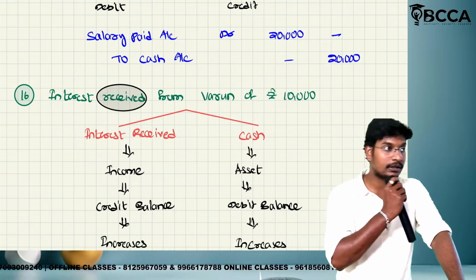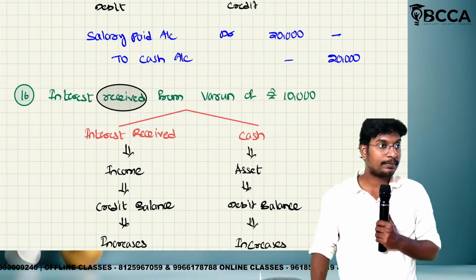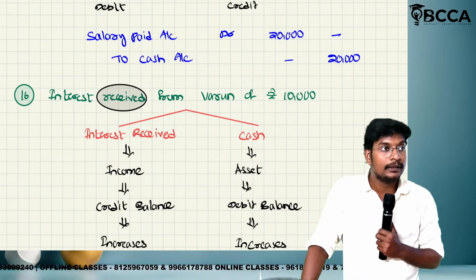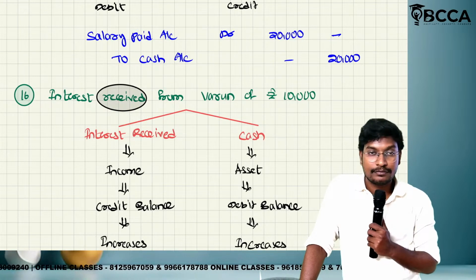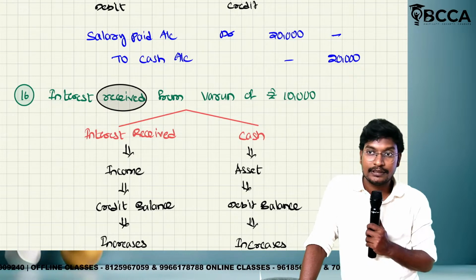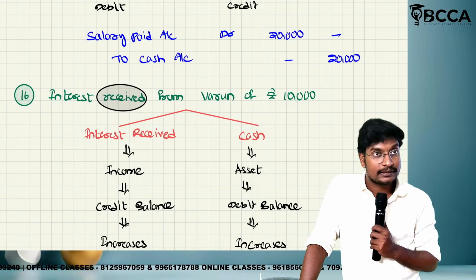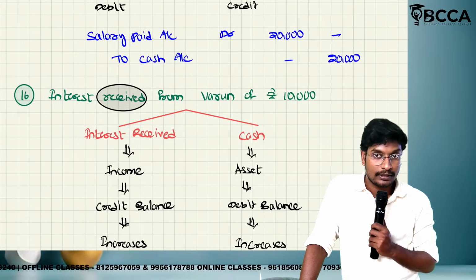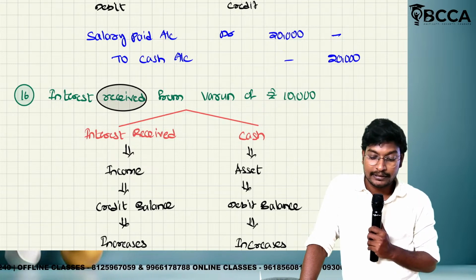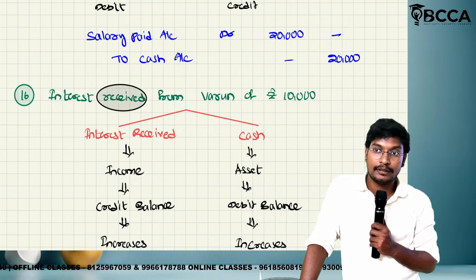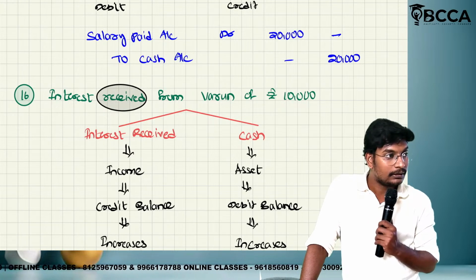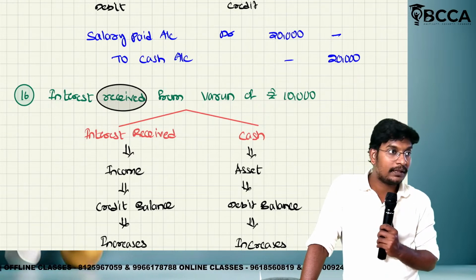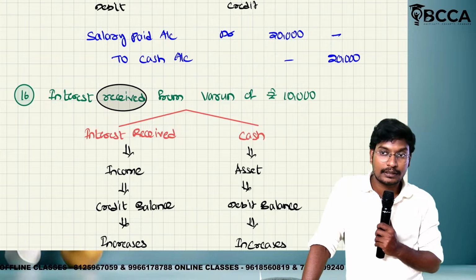What is the meaning of modern approach? Assets and expenditure have a debit balance. If it is a debit balance, when it increases we debit, and when it decreases we credit. Incomes and liabilities are called credit balances. When a credit balance increases we credit, and when it decreases we debit. What is the meaning of debit balance? The debit side is more than the credit side.